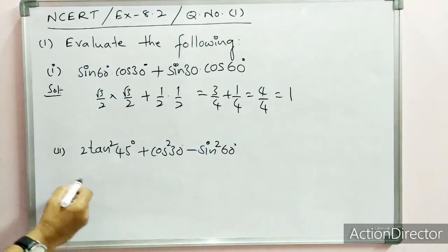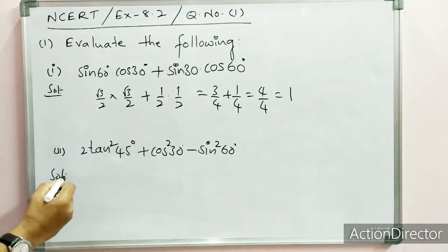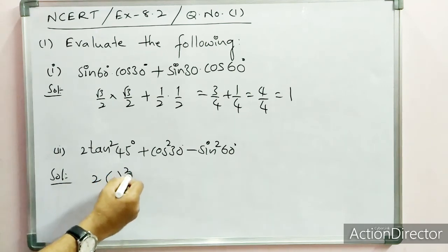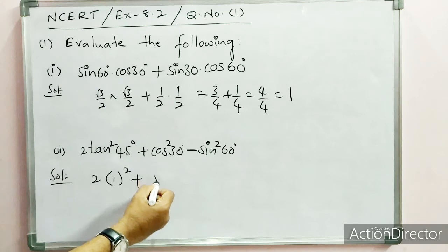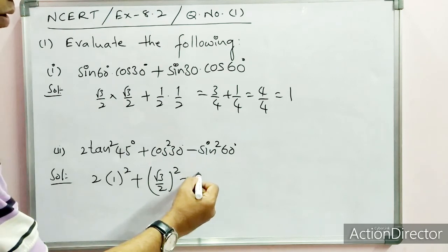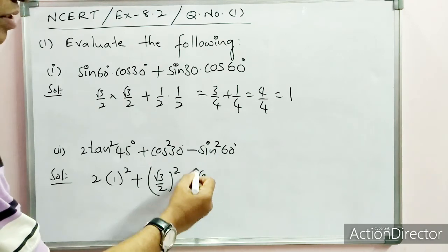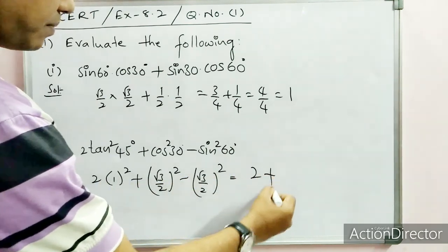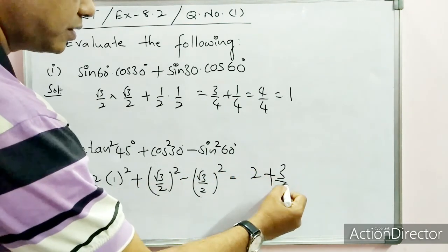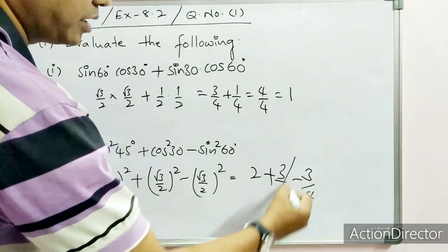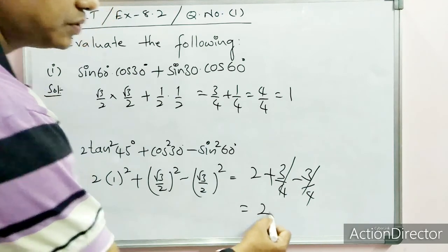Next, question 2. 2 tan 45 whole square plus cos 30 whole square minus sin 60 whole square. Tan 45 is 1, cos 30 is root 3 by 2, and sin 60 is root 3 by 2. So it will become 2 into 1 is 2, plus 3 by 4 minus 3 by 4. The 3 by 4 terms cancel out. The answer will become 2.